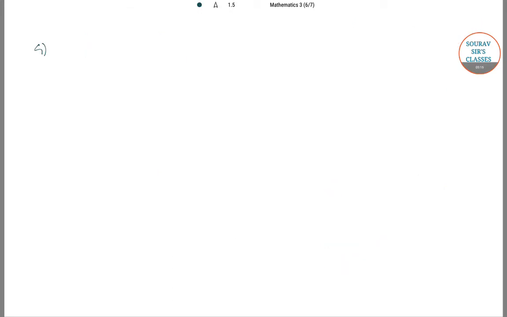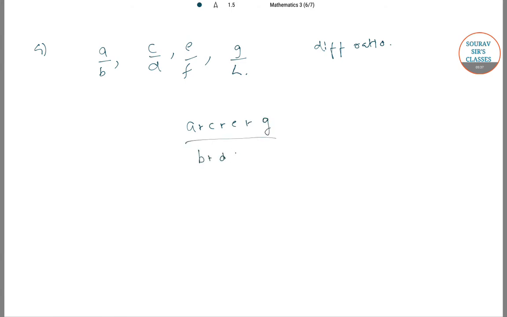Next is that if A by B, C by D, E by F, G by H are some different ratios, then A plus C plus E plus G divided by B plus D plus F plus H must lie between the lowest and highest ratios.